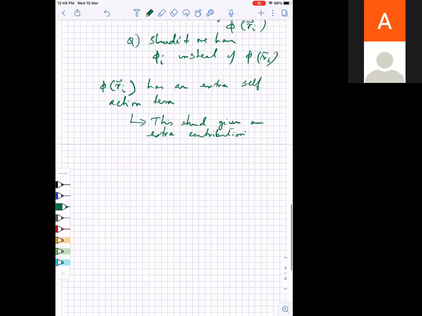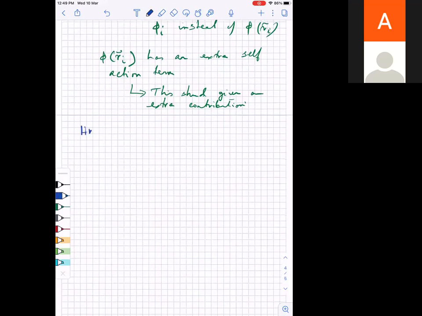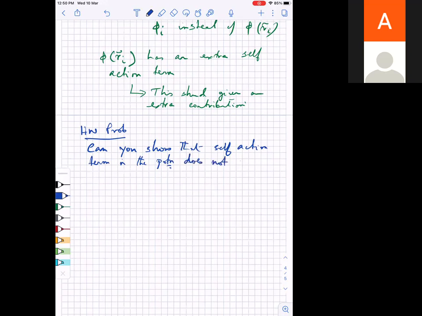So your first homework problem is this. You try it out. If you cannot do it, then ask me for a hint. Can you show that the self-action term in the potential does not contribute to the force? If you calculate the force due to the self-action term, you will see it doesn't contribute to the force. And that's where the solution of this problem lies.